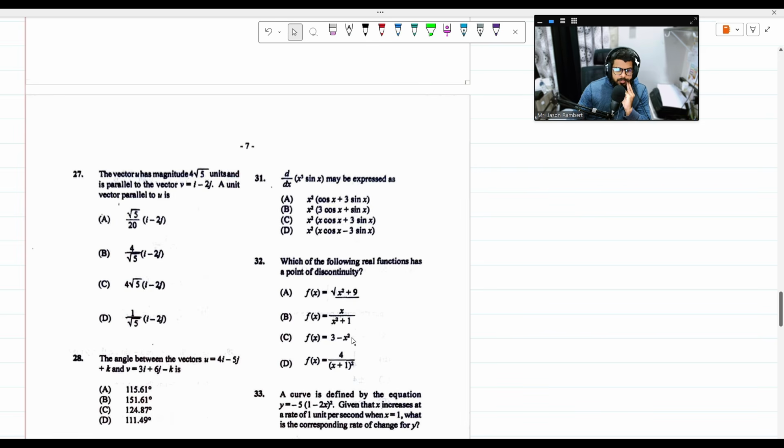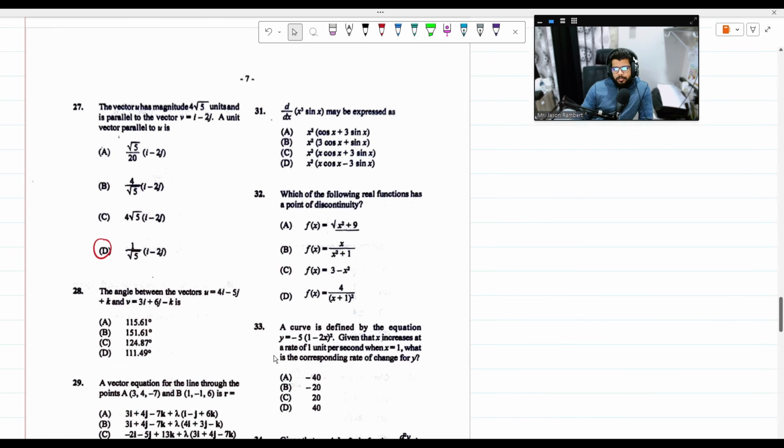A unit vector parallel, so we go check back and see which one is going to be a unit vector. The only one that's a unit vector is D. 1/5, when I square that, again 1/5. 1 over root 5, when I square that, I get 1/5. 2 over root 5, when I square that, I get 4/5. Add them together, I'm going to get 1.